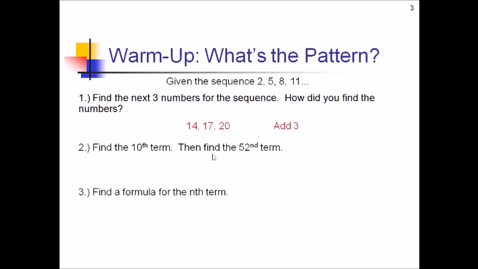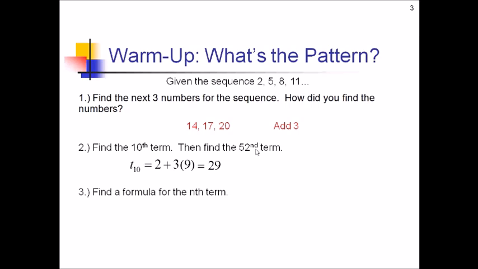So if we want the 10th term, we're starting with 2, and each time we're adding 3. This takes care of term 1, and then term 2 would just be 2 plus 3. In order to get term 10, we have to add 3 not once, but 9 times, because 2 is already the first term. So we've got 2 plus 3 times 9, that's 2 plus 27, equals 29.